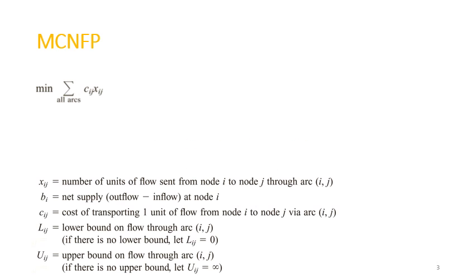Let's start with the formulation. The objective function for this minimum cost network flow problem is quite simple. We would like to minimize the total cost of all flows that are going through our network, which means that we are going to multiply the number of units going through arc ij times the cost of transporting each unit of flow through arc ij, and then we take the sum over all arcs ij in the network. So that's the objective function.